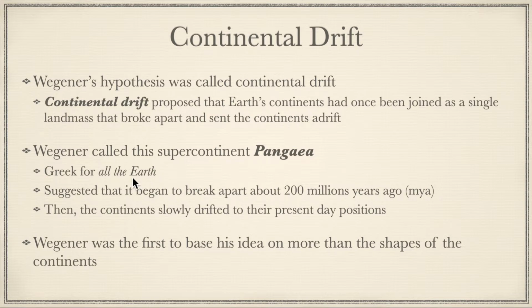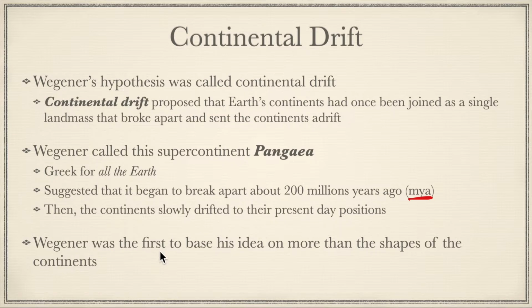Pan means all or everywhere, and Gaia means earth. Now, Wegener suggested that it started to break apart about 200 million years ago, and MYA is our abbreviation for million years ago, so we don't have to keep writing million years ago all the time. Then the continents slowly drifted to their present day positions.